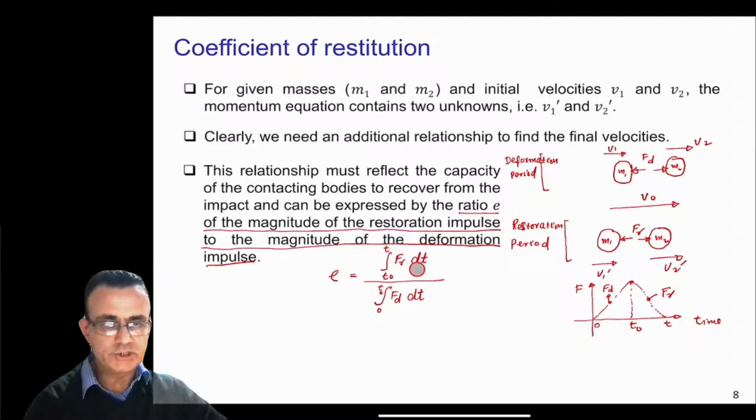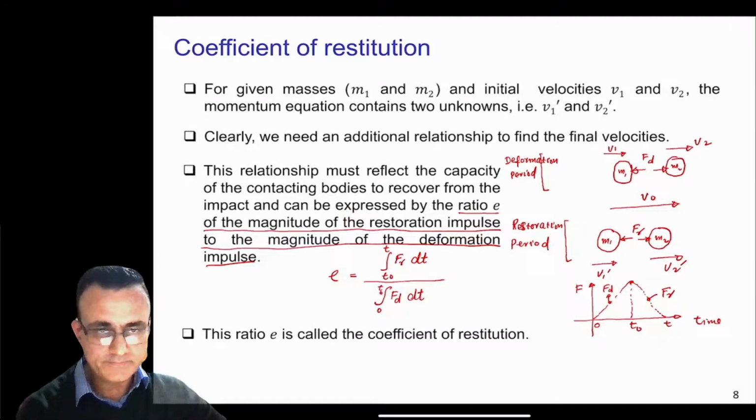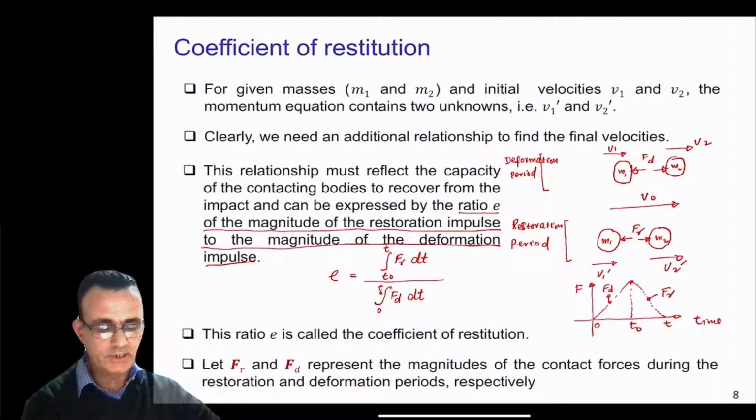So the coefficient of restitution is just the ratio of the restoration impulse, which is the integral of Fr with respect to time, to the deformation impulse, which is the integral of Fd with respect to time. As you can see from this figure, the deformation is from 0 to t0, and the restoration is from t0 to t. So this is our equation for the coefficient of restitution, and this e is what we call the coefficient of restitution. In this case, Fr and Fd represent the magnitude of contact forces during the restoration and deformation periods, respectively, as we explained in this figure here.